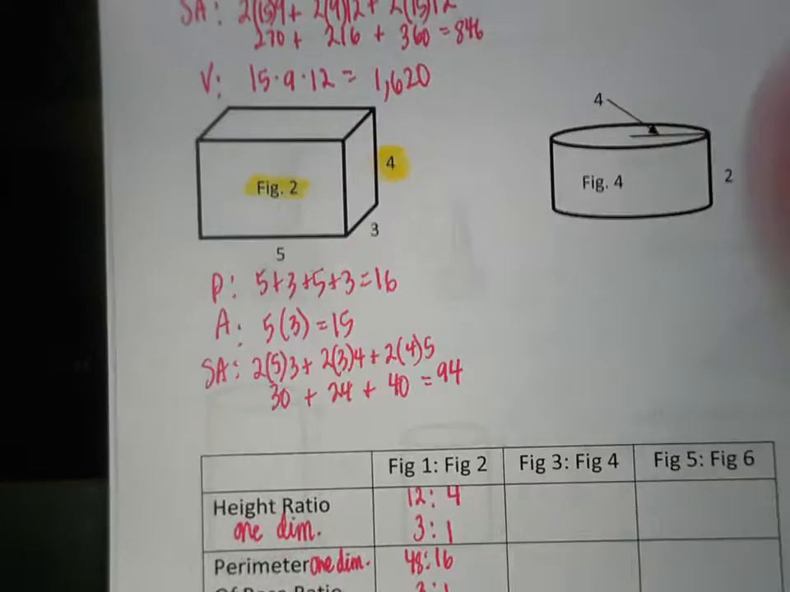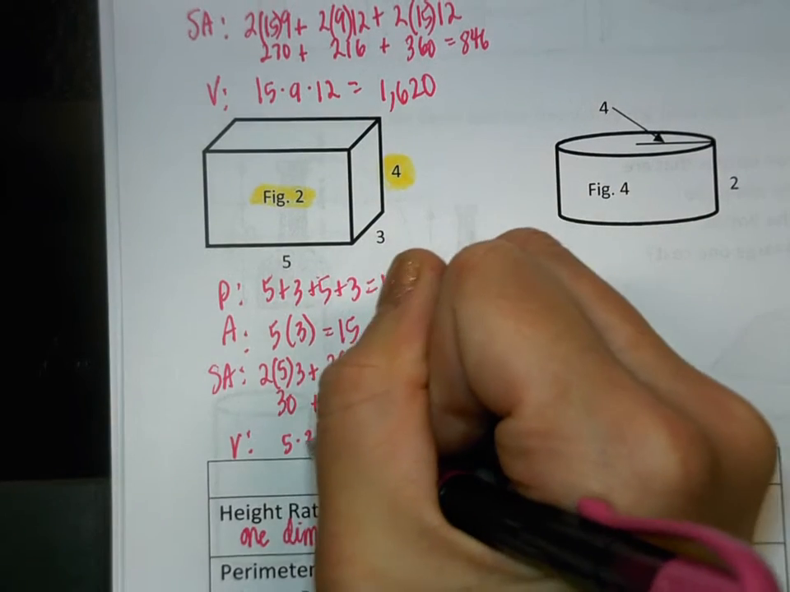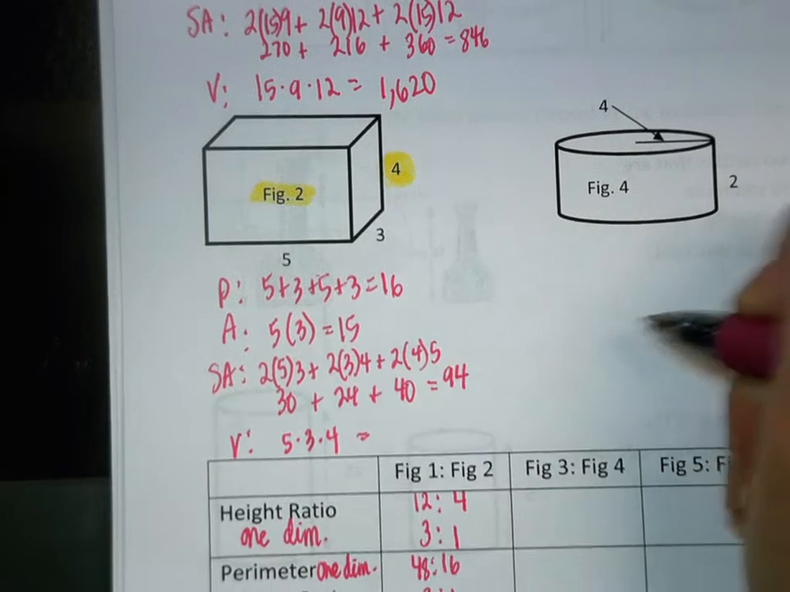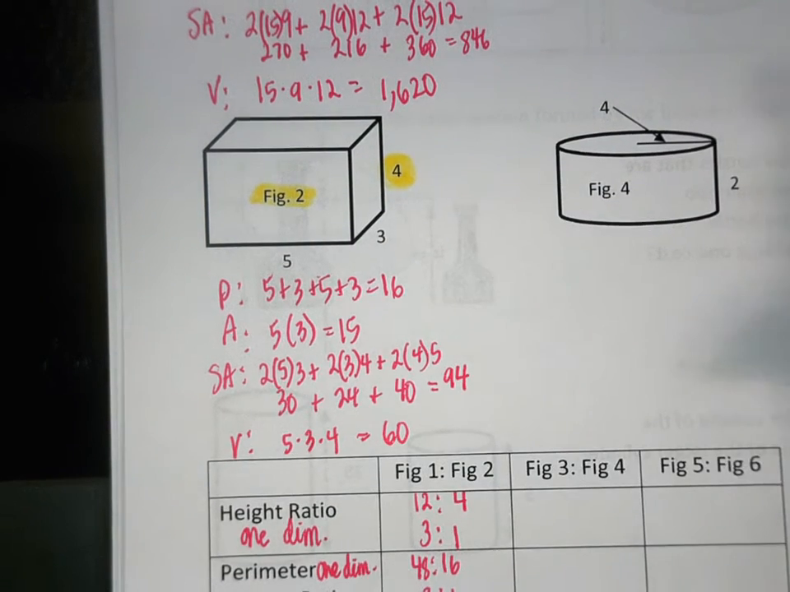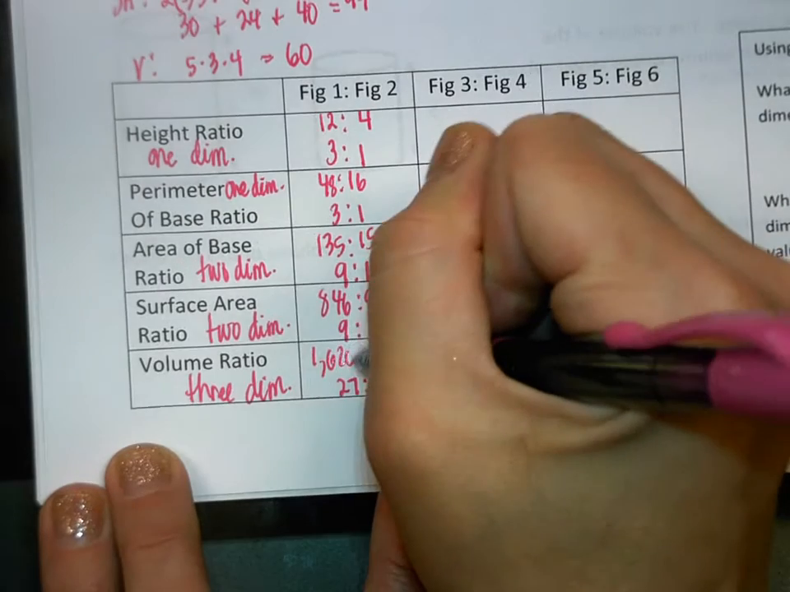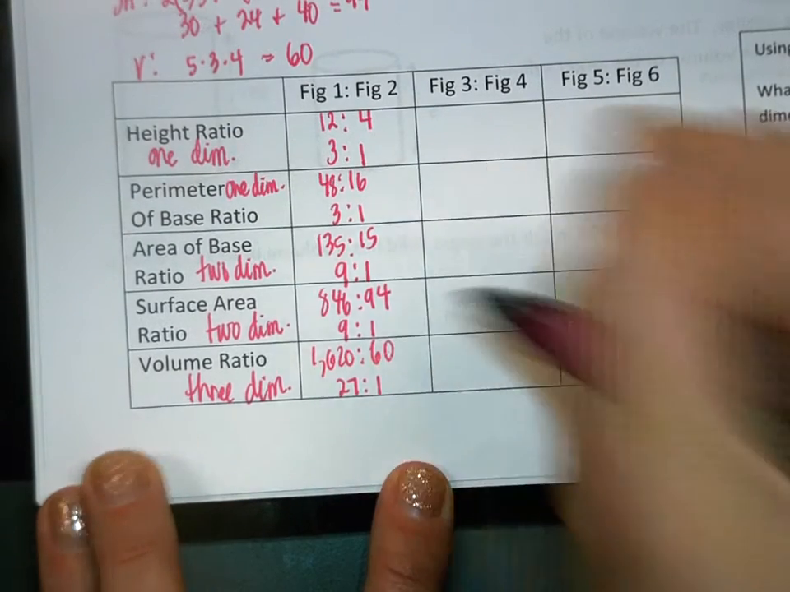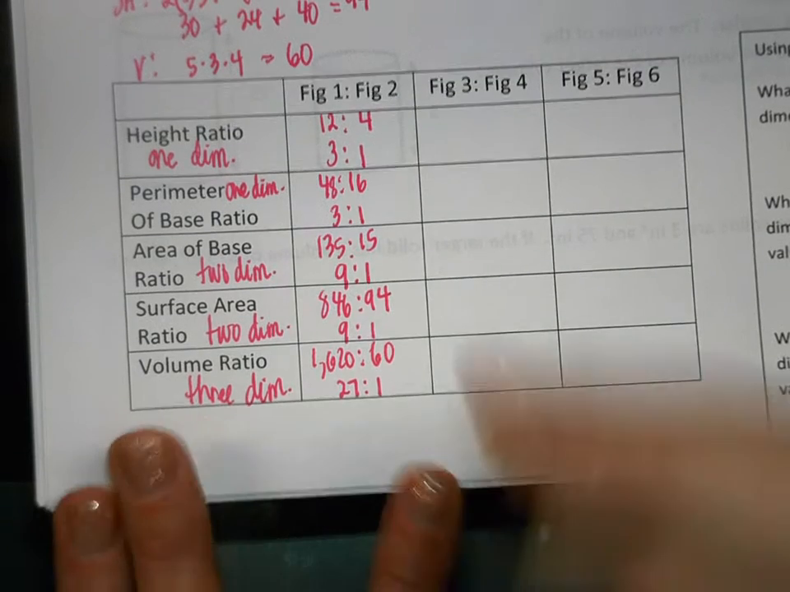Figure 2, what will I multiply? Good. 5 times 3 times 4. We multiply all that together and we get 60. Very good. So on this one, we have 1,620 to 60. And so you would reduce, so we know based on what we've done here that 846 was actually divisible by 94.